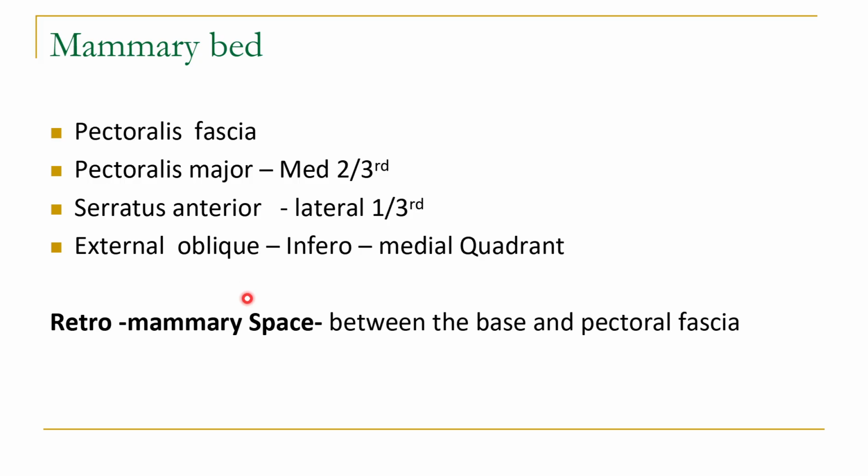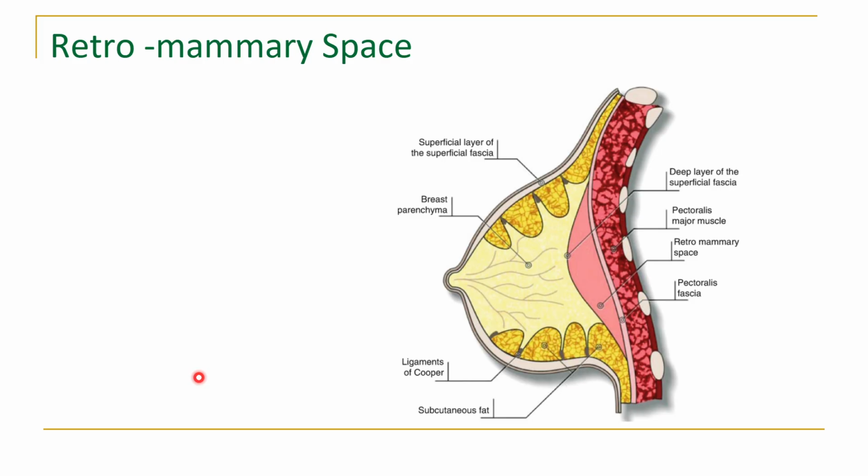Now there is a space between the base of the mammary gland and the pectoral fascia, which is called the retromammary space. Here you can see this is the mammary gland, this is the pectoralis major muscle, this is the pectoralis fascia, and this space is the retromammary space. This allows the mammary gland to move up and down and sideways.